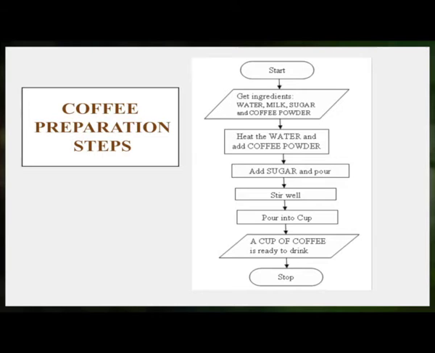The process includes: heat the water, add coffee powder, add sugar, stir well, pour into cup. Following that we have coffee, which is the output. Coffee is now ready to drink. Then finally we have stop. Yeah, your coffee is now ready.